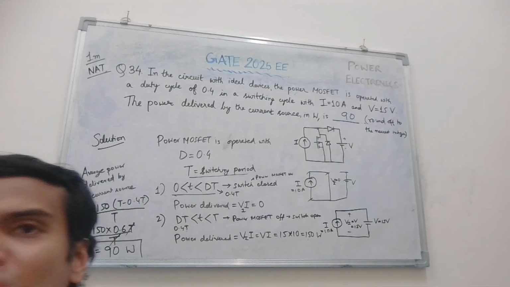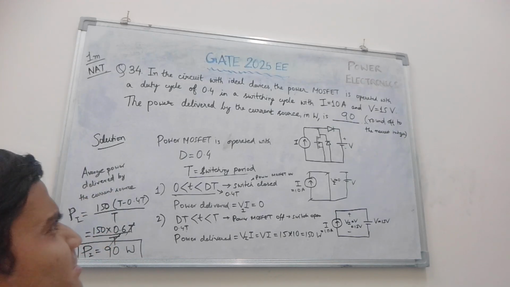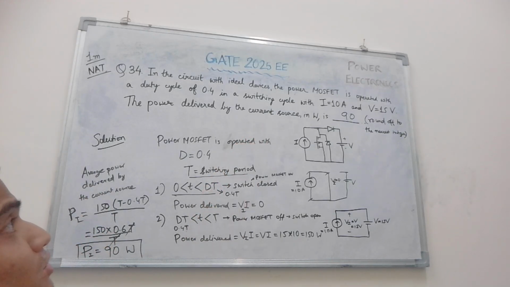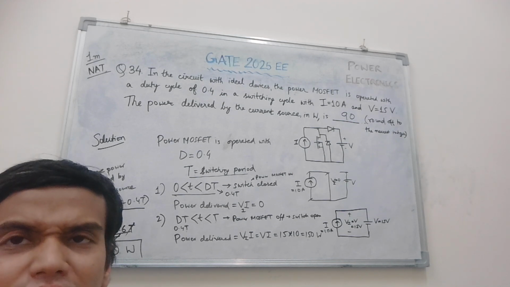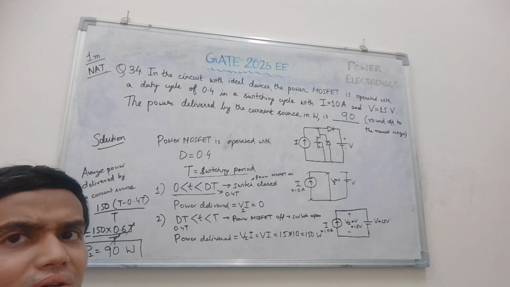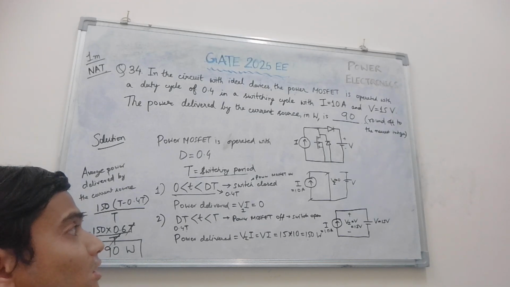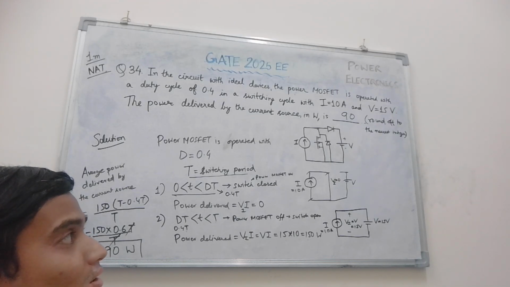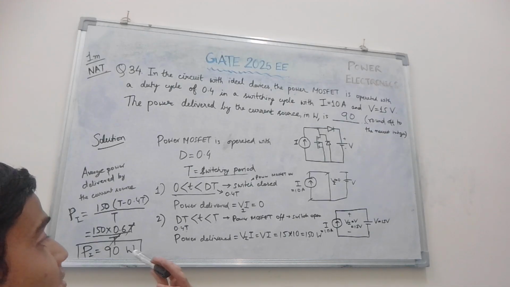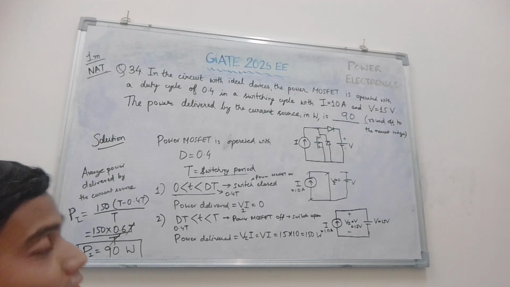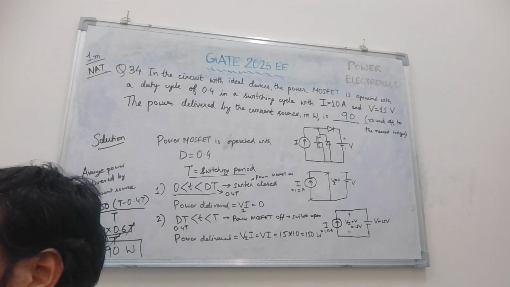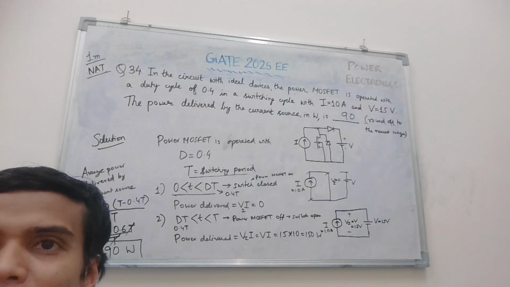The solution is clear and comprehensible. It is very basic, testing the very basics of switching power semiconductor devices and the power MOSFET. I hope the solution is clear. I have tried to explain each and every step, both conditions, to derive and obtain the final answer of 90 watt. So that's all for this solution. Thank you.